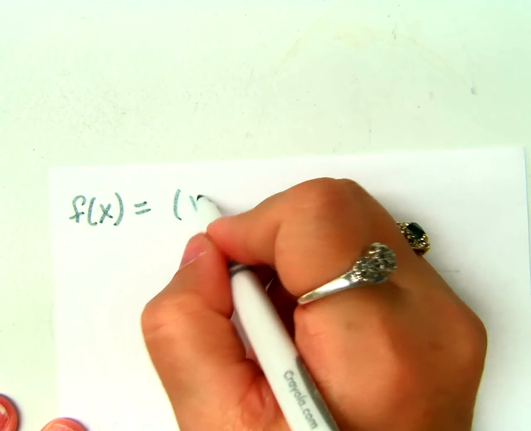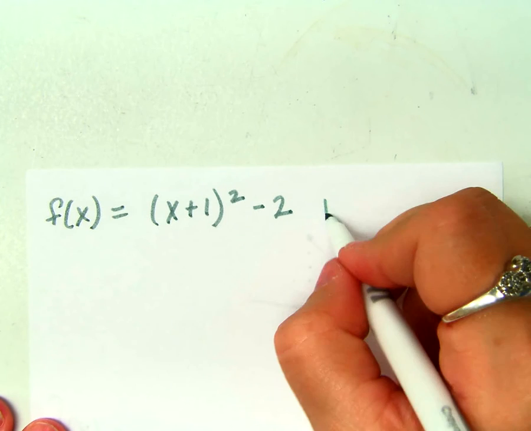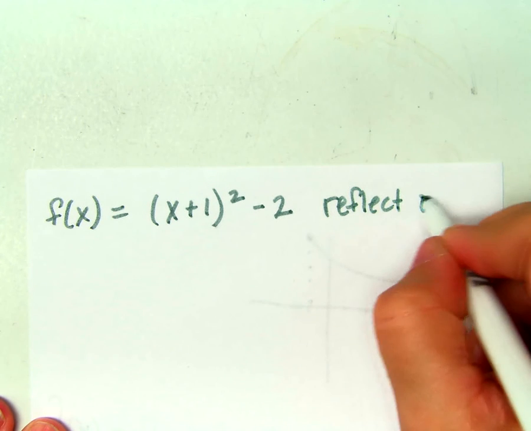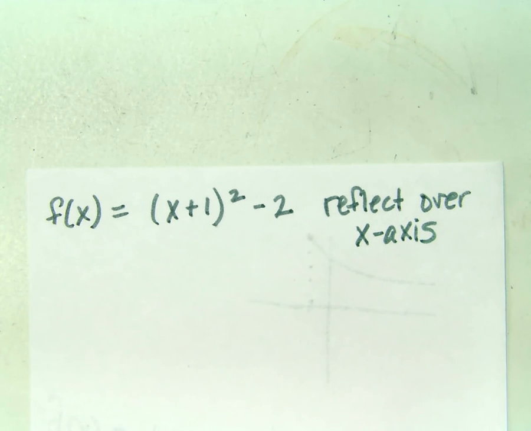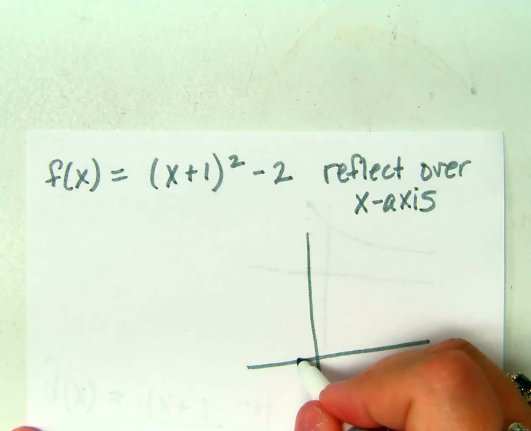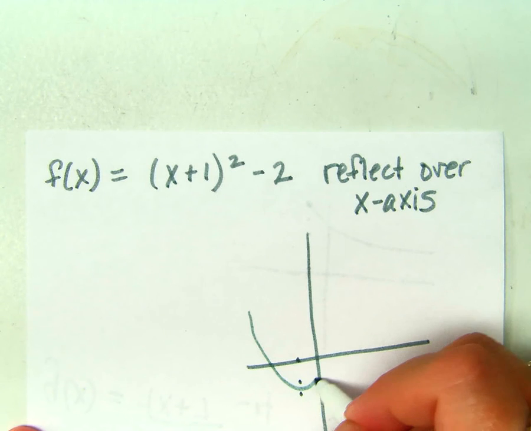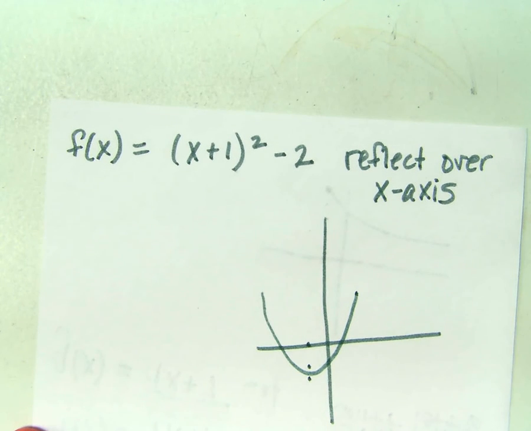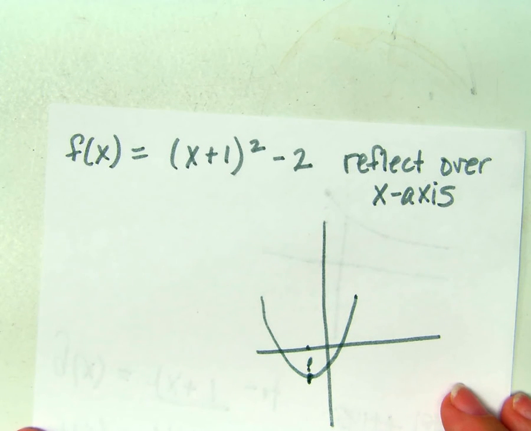F of x equals x plus 1 squared minus 2. I want this reflected over the x-axis. Reflected over the x-axis. So it's already left 1 and down 2. And it's going like this, right? Ish. Pretend I actually went through that second dot. There, I'll adjust it. I want to reflect it over the x-axis. What's my new equation?